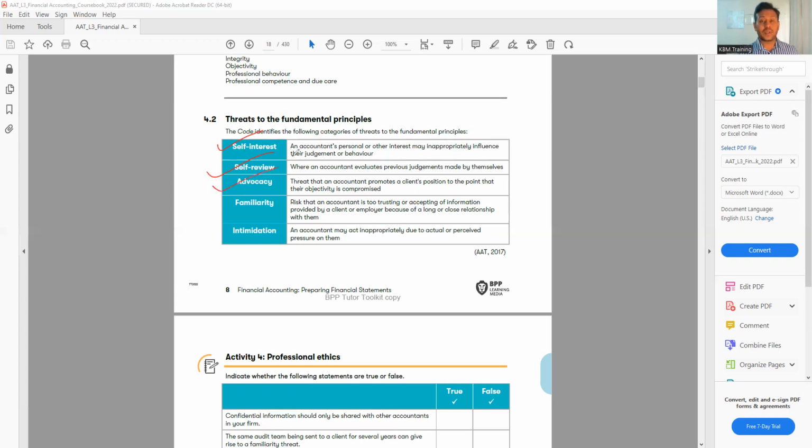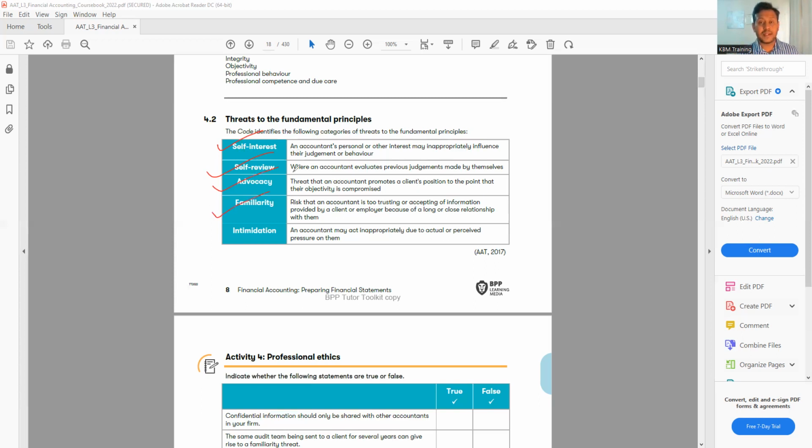Advocacy. The advocacy threat is raised when you act like an advocate for your client. For example, your client needs a loan from the bank, and you are telling the bank, I know this client, his financial situation is very good, he will be able to pay his loan back, nothing to worry about, and you prepare all the paper. So you are acting like an advocate on behalf of the client. You are not allowed to do it. If you do that, maybe you will not be fair.